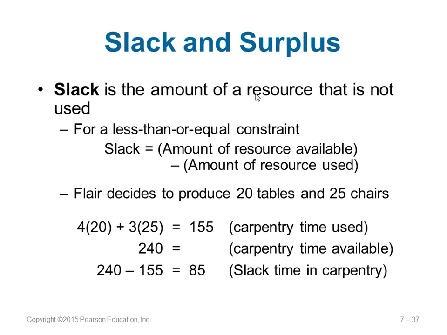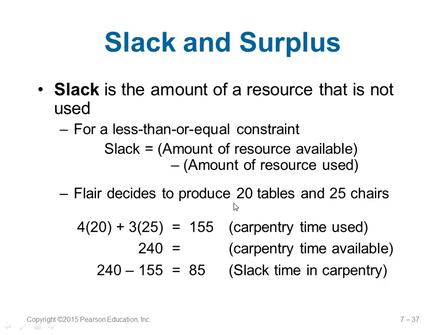Simple. Next is about slack and surplus. Slack is the amount of resource that is not used. For example, you have some resources. In the case of our carpentry constraint, we have 240 hours. If you don't use the full 240 hours, then the leftover is called slack. So let's say we are producing 20 tables and 25 chairs: 4t plus 3c less than or equal to 240.